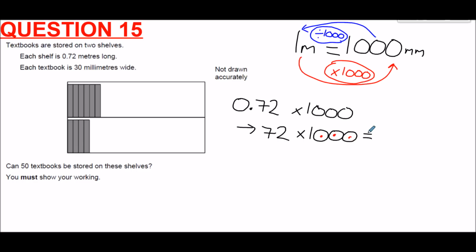So 72 times 1 is 72, then add on the 3 zeros at the end, and we'd have 72,000. However, we do have the decimal point to put back in. Now in the actual question it was 0.72, which has 2 decimal places, 2 numbers after the decimal. If there's 2 numbers after the decimals in the question, there'll be 2 digits after the decimal in the answer. And so the decimal would have to actually go here.